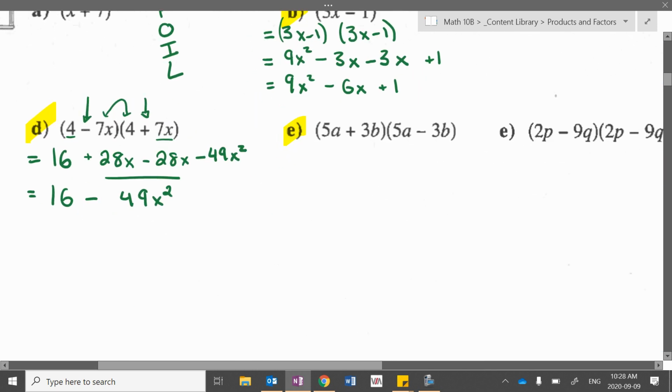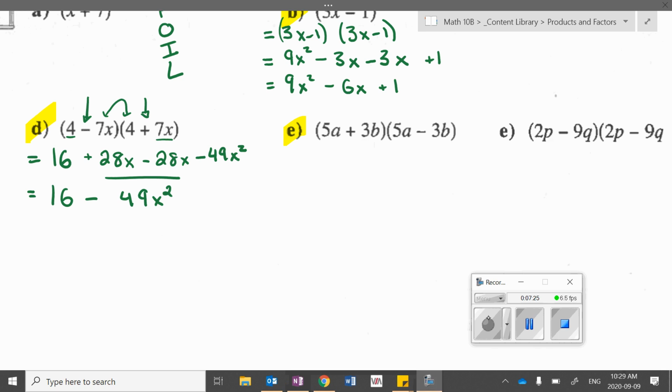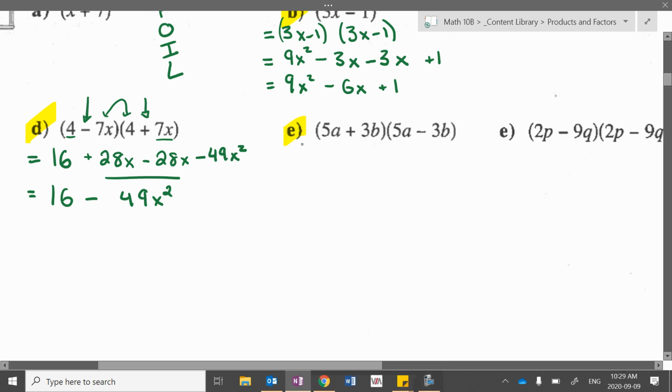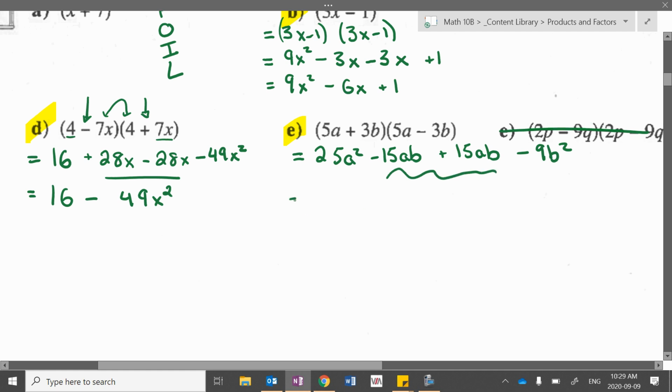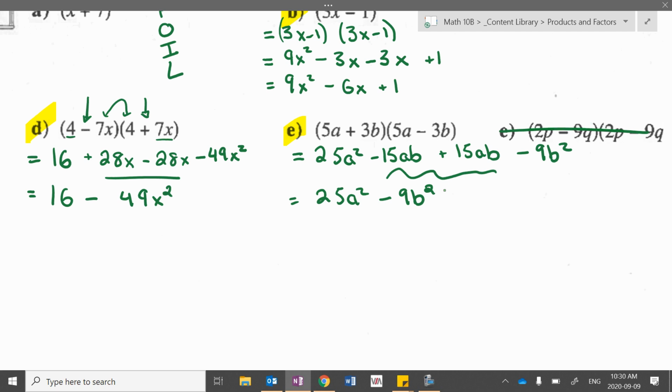I want you to try E on your own. Okay, so for E, I'm going to get 25a squared minus 15ab plus 15ab minus 9b squared. Those two cancel out, so I get 25a squared minus 9b squared. Raise your hand if you got that one right. Good. Awesome. Okay, turn the page.